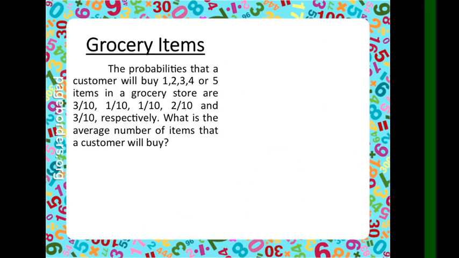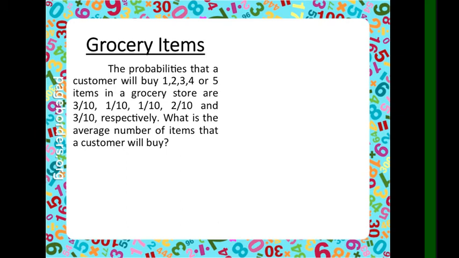Now, another example, grocery items. The probabilities that a customer will buy 1, 2, 3, 4, or 5 items in a grocery store are 3 over 10, 1 over 10, 1 over 10, 2 over 10, and 3 over 10 respectively. What is the average number of items that a customer will buy? So we're talking about the average. Again, it is a mean.